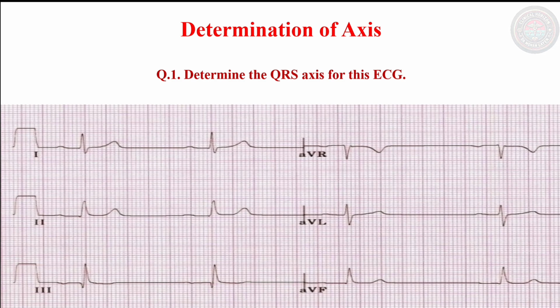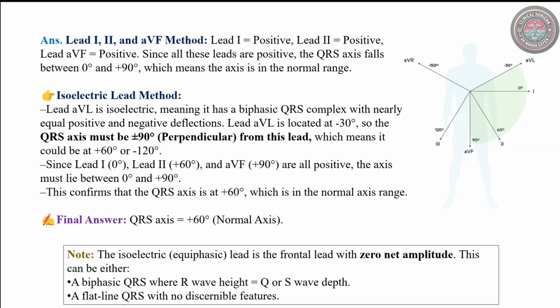To determine the axis, let's use the quadrant method. Step 1. Check lead 1. The QRS complex is positive in lead 1, meaning the axis is pointing to the left side of the heart.